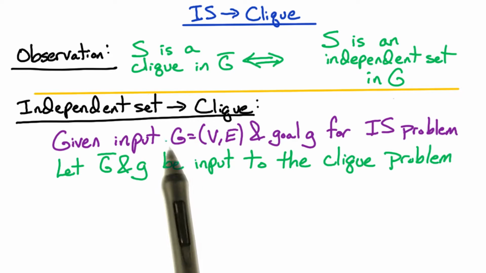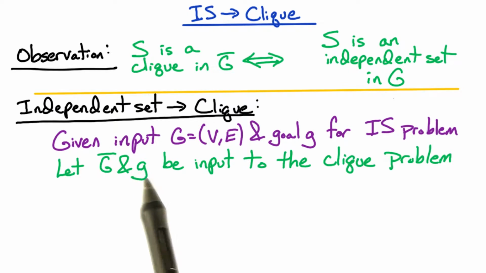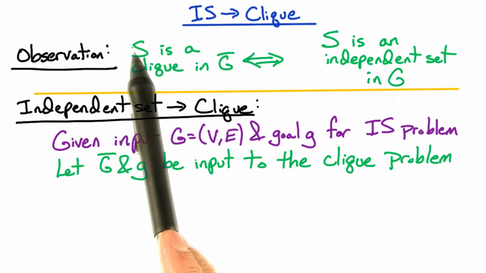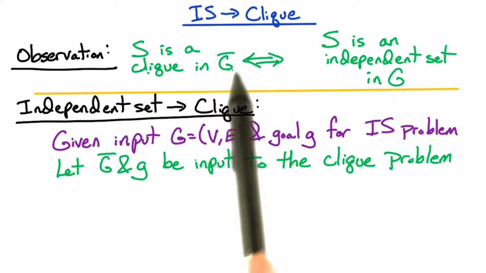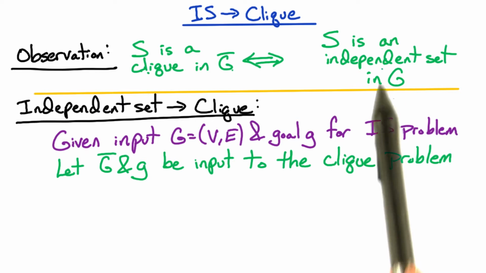We take the opposite of G, that's G bar, and we use G bar and the same little g as our input to the clique problem. Now we use our observation. If we get a set S, which is a clique in the opposite graph G bar, then we know that S is an independent set in the original graph G.